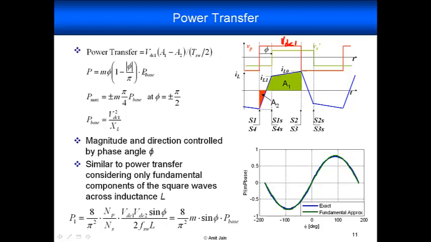After we simplify the algebra, the expression is a very simple one. Given here, it's parabolic in nature, and we are again hiding some of the algebra in this P base, which is defined as VDC1 square divided by the impedance of the inductance at the switching frequency. The maximum power transfer is achieved at pi over 2, and looking at the expression, it's clear that the polarity of phi controls the direction of power transfer.